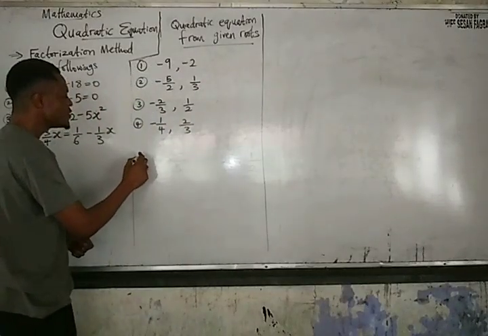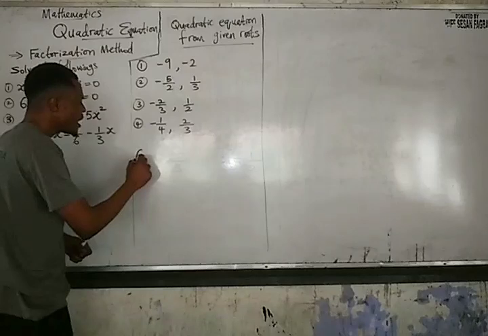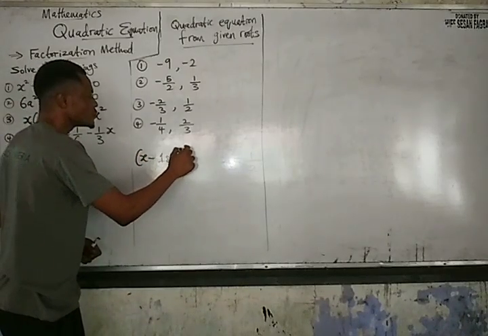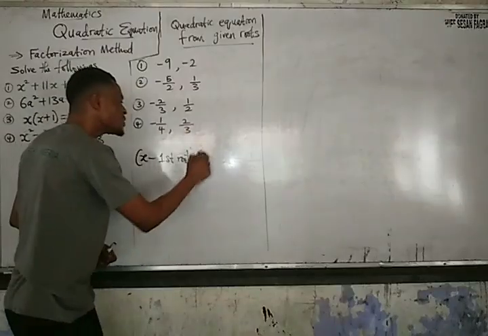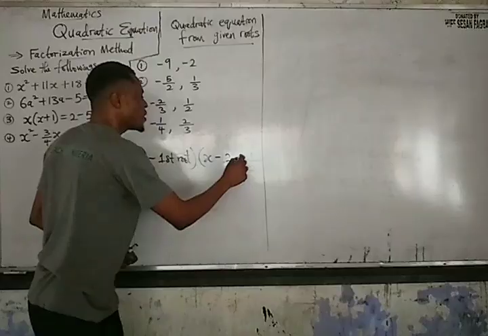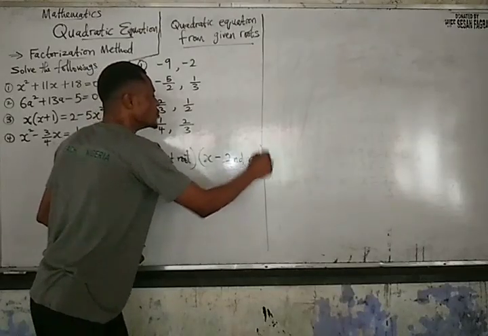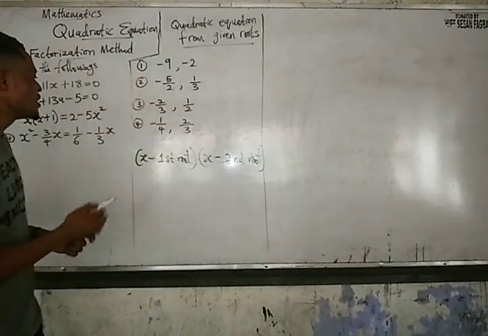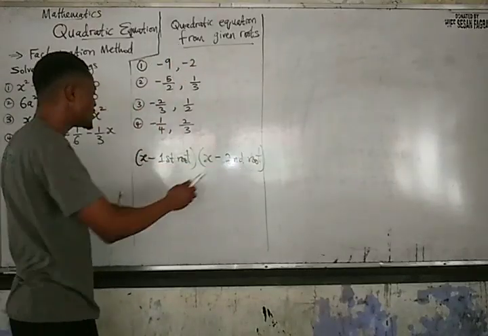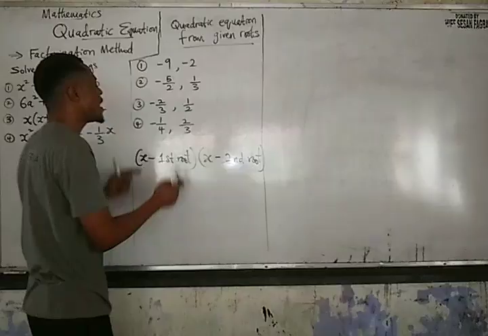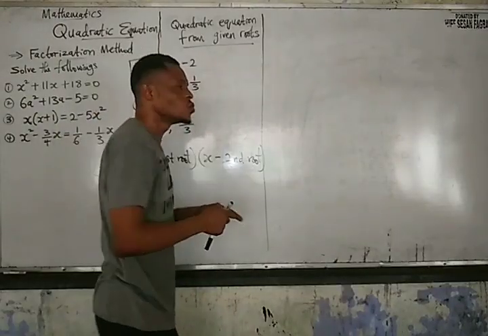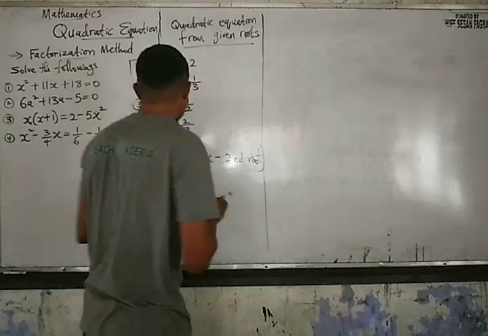To solve it is going to be, open bracket, x minus the first given root, and we shall multiply it again by x minus the second given root. What do I mean by this? The first given root, we place it here. The second given root, we place it here. By the time you multiply the two together, it's going to give the quadratic equation that led to the roots. Now let's start with the first one.